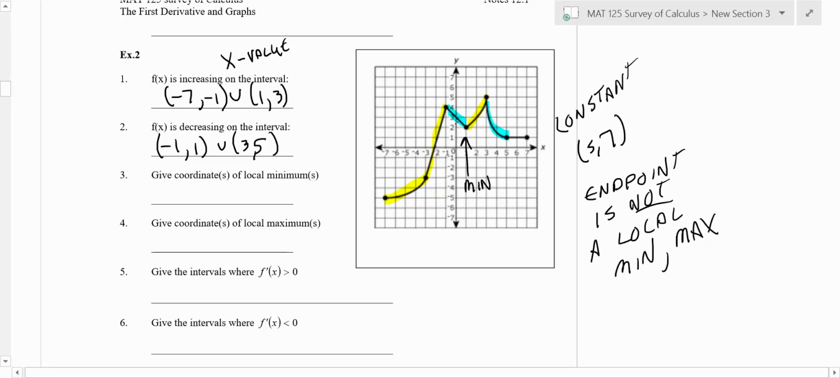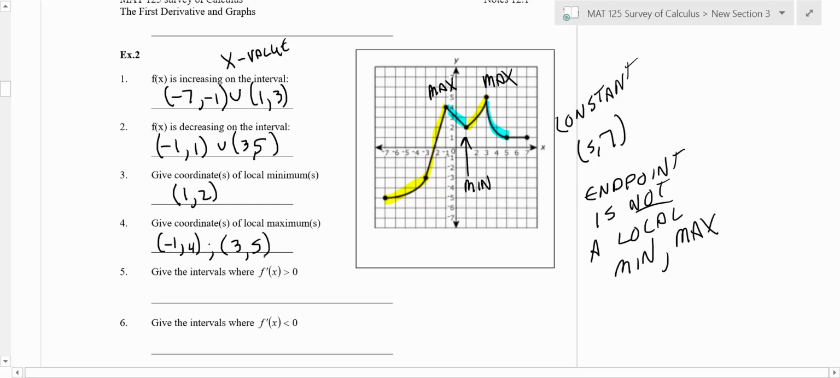So if I wanted the coordinate of that, that looks like the point (1, 2). Okay, how many local maximums does this have? 2. Okay, there's a max there. Again, the graph changes from increasing to decreasing. There's also a max there. So that looks like that's going to be, what, (-1, 4). And the other one is, what, (3, 5).